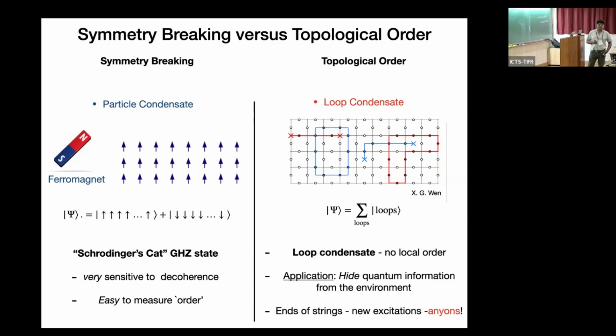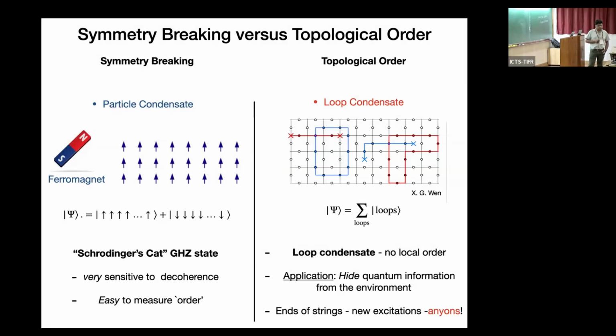Okay, so from the gauge theory perspective, these can be thought of as deconfined phases of gauge theories. And one of the interesting things is that simply because it's hard to characterize this order, you can actually use it to hide quantum information from the environment. Although we can use the same word, condensation, for both this particle condensate and loop condensate, the physical manifestation couldn't be more different. Here you're very sensitive to decoherence, but over here you can actually use the subtle nature of this order to hide quantum information from the environment.